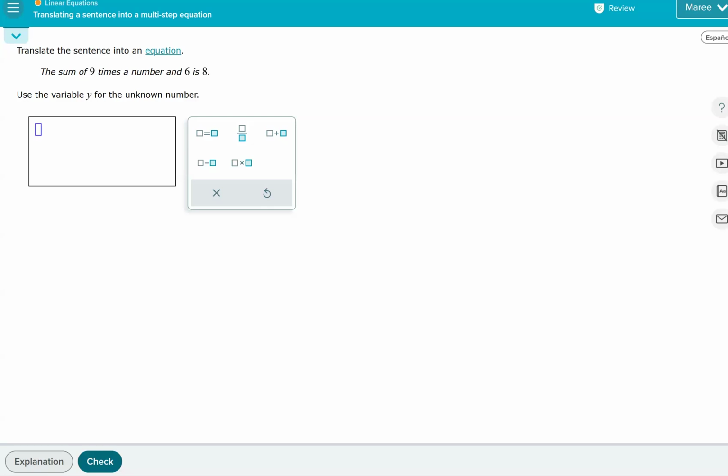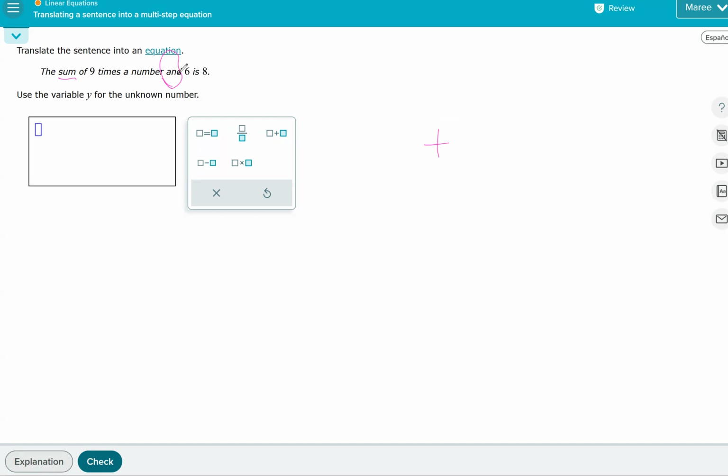So when we look at this, we have the sum of 9 times a number and 6 is 8. When we have a sum, we need to have two terms that are being added together. So sum means add. In our sentence, when we see the word sum, we're going to look for the word and that comes after it. So here's our word and. We have two things that are being added, and those two things are separated by the word and.